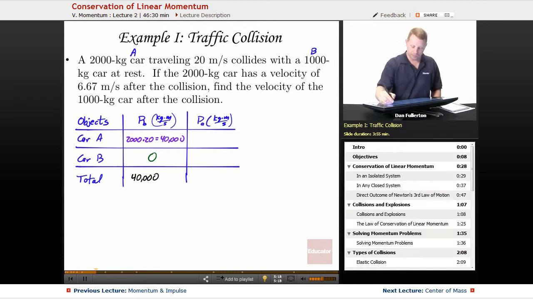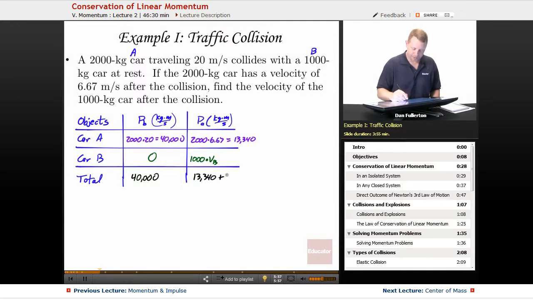Now, after the collision, car A still has the same mass, but its velocity is 6.67 meters per second. So its momentum after is 2,000 times 6.67, or 13,340 kilogram meters per second. The momentum of car B after the collision, well, its mass is still 1,000, but we don't know its velocity, so I'll put a variable in there, VB, for its velocity. So its momentum after is just 1,000 VB.